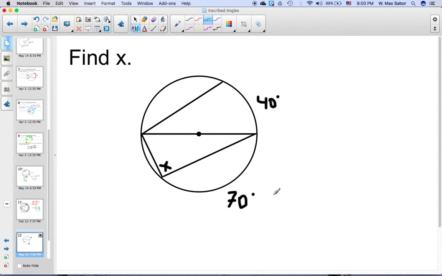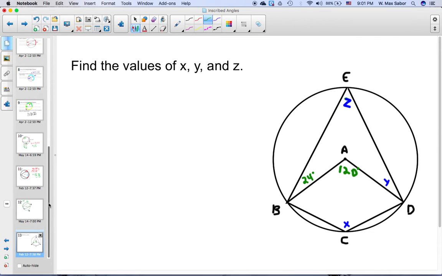This one's a little tricky because this is the center of the circle. That means this is the diameter. And this will be 180, including the 40. X faces all of that, so it'll be half of that. X is going to be 90 degrees because that's half of 180.